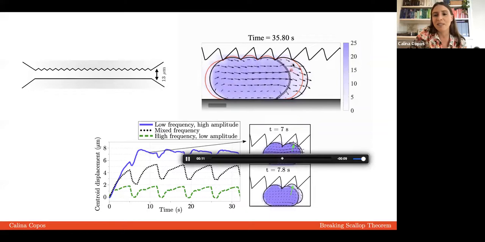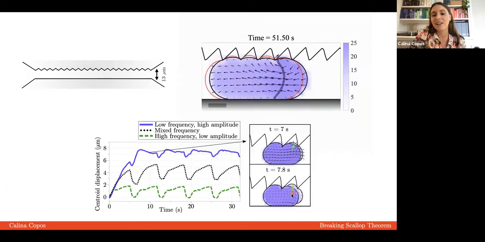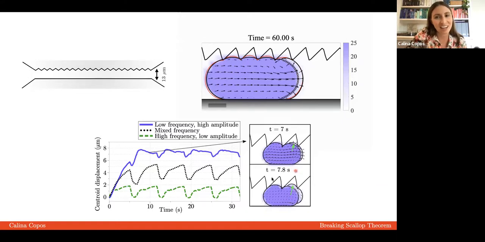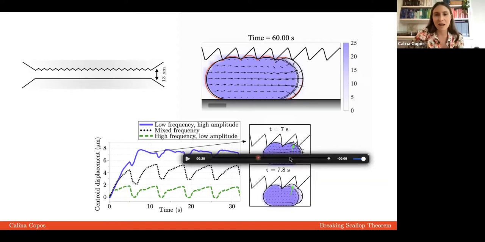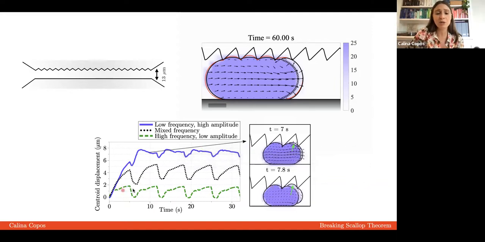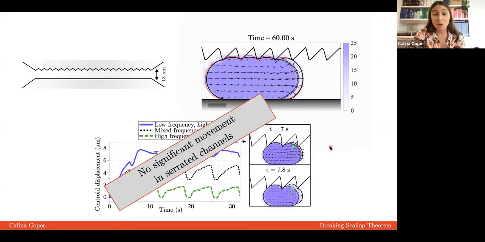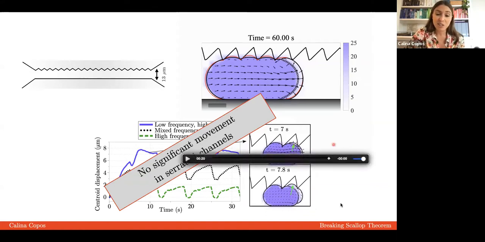But then it gets trapped, as you could see over here. In these time snaps, it gets trapped in there and then just exerts flows into that direction, and then it just gets stuck in that wedge. And that's why you see, for example, in this purple line or blue line here, a little bit of forward displacement, but then the cell is not moving anymore, whereas you don't see it in these other simulations. I see. It has to do more with the initialization of how those wedges are than anything else. So surprisingly, we didn't see any significant movement in serrated channels either.